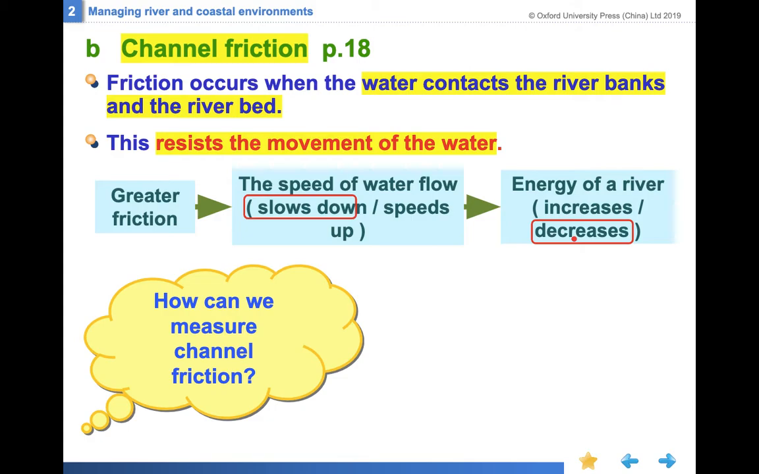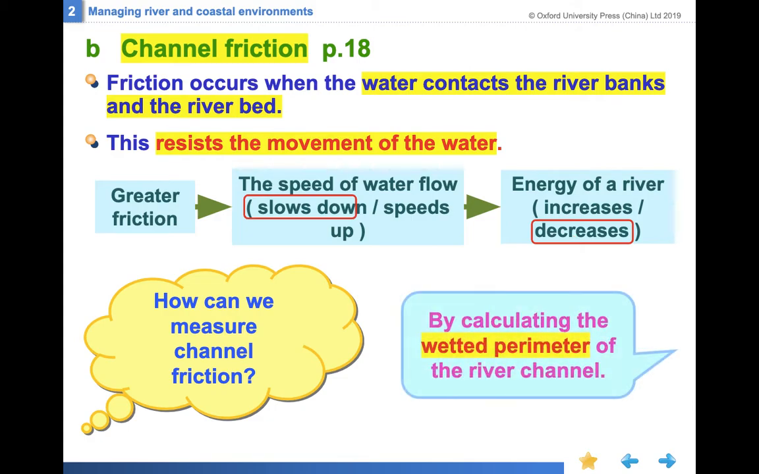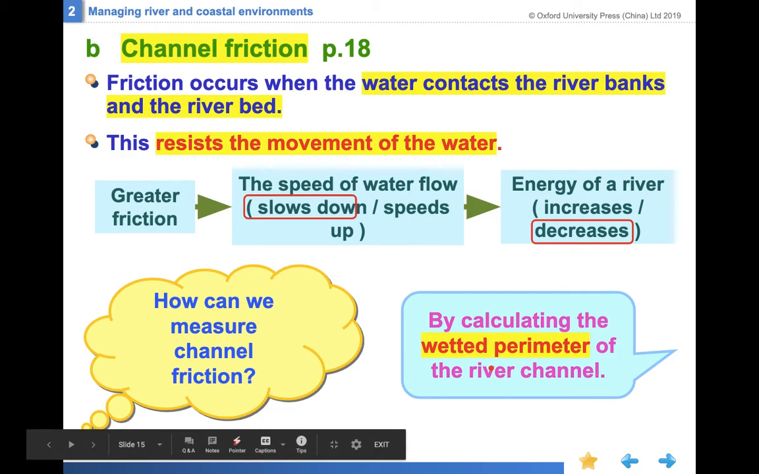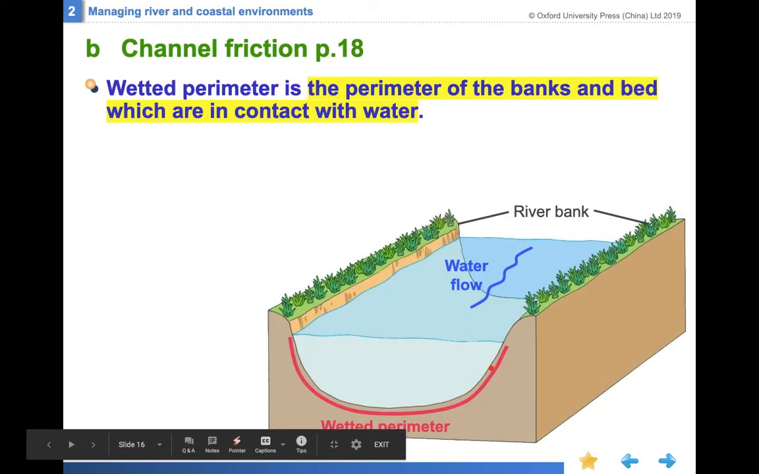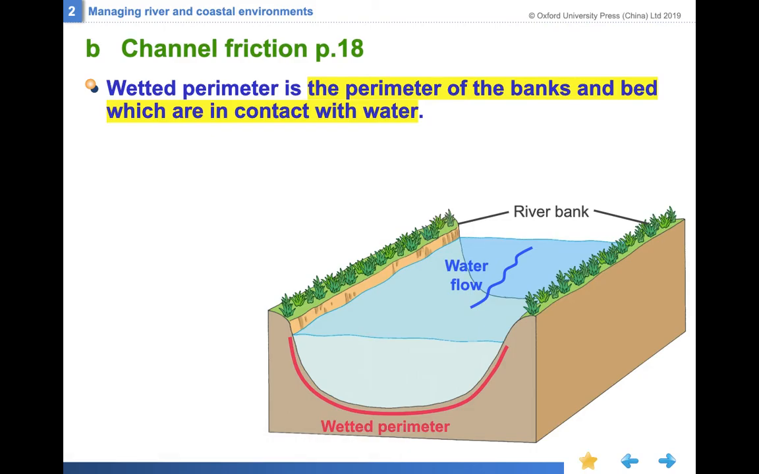So, how can we measure the channel friction? Please highlight wetted perimeter. So, let's see how we can measure the wetted perimeter and what the wetted perimeter is. Wetted perimeter in Chinese means 濕周，即係濕咗嘅一個周界啦。So, it is the perimeter of the river banks and the river bed that is in contact with the water.